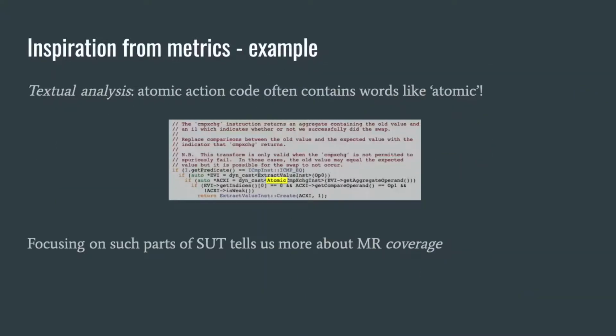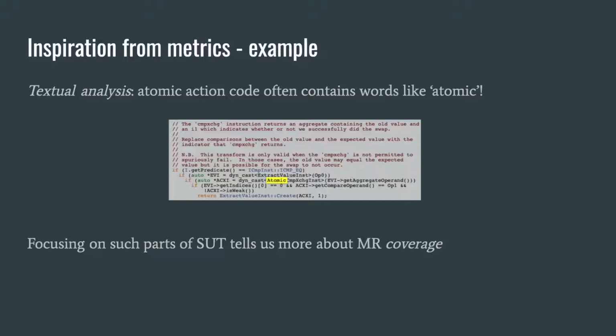The main metric that we used for this particular requirement was textual analysis, and we actually do a fairly basic but quite effective form of textual analysis where we quite literally search the source code for keywords such as atomic. And it turns out that even the word atomic is useful for finding code that works with atomic actions.